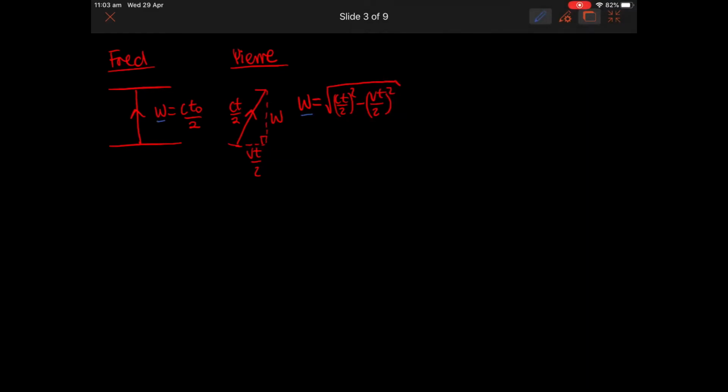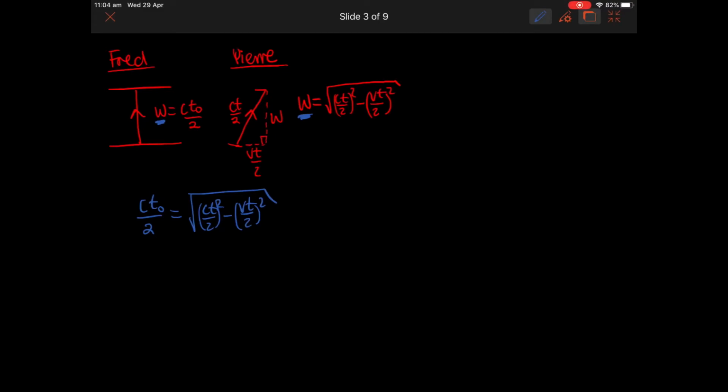And now here's the cool thing about this, guys, is we now have an agreement of that vertical distance that the light has travelled, okay? So we're going to now equate these two positions from Fred and Pierre's reference frames. All right, so CT naught on 2 must be equal to the square root of CT on 2 squared minus VT on 2 squared. Okay, so that must be true because they both agree on that width there.